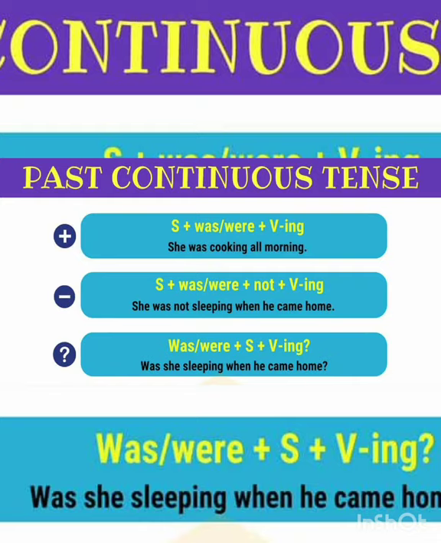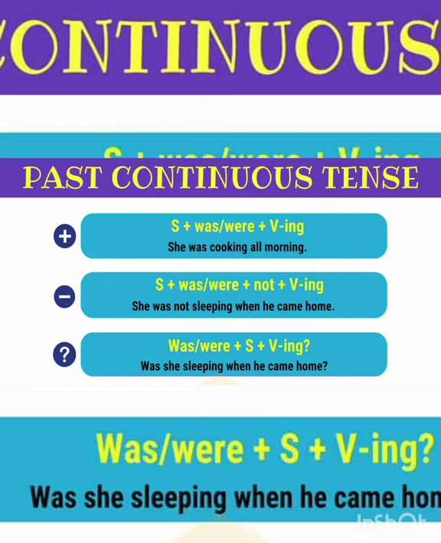And then comes the main verb, and we should add ing to the main verb. Here you can see the example. She was cooking all morning. She is the subject, was is the helping verb. Since the subject she is a third person singular pronoun, was is used. Cook is the main verb, and ing is added to that cook to symbolize the ongoing action. All morning. This is about an affirmative sentence in past continuous tense.